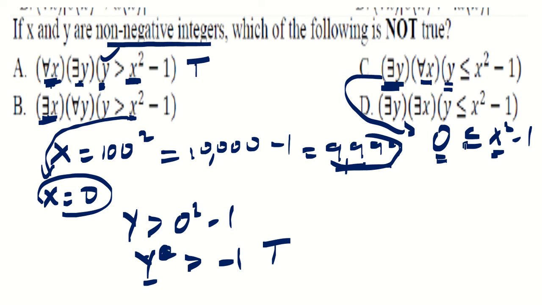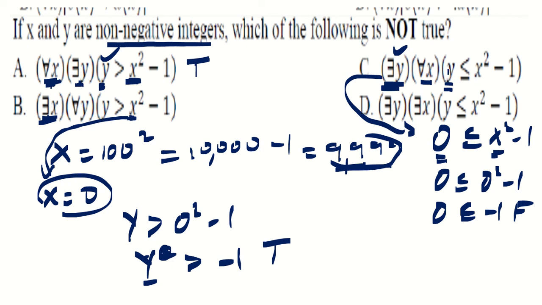Okay, let us check. We can take any number in place of x. What if we substitute 0? 0 is less than or equal to 0 square minus 1, because x is free now. So 0 is less than or equal to negative 1, which is impossible. So there is a number y, the minimum y is 0, that we can take, because y is less than or equal to the expression.